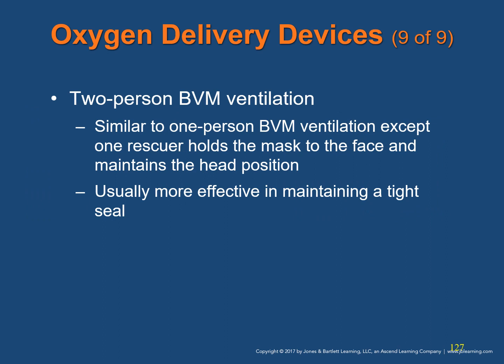Two-person BVM ventilation on a pediatric patient. This procedure is similar to one-person BVM ventilation, except that one rescuer holds the mask to the patient's face and maintains the head position, and the other ventilates. It is usually more effective in maintaining a tight seal, as it provides an open airway due to proper body position.